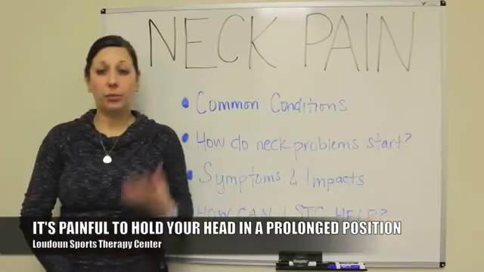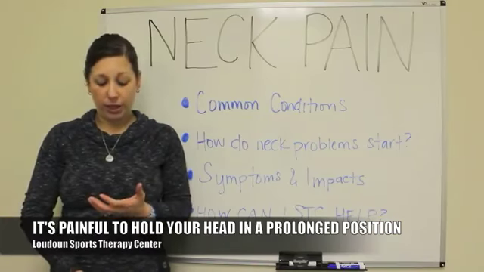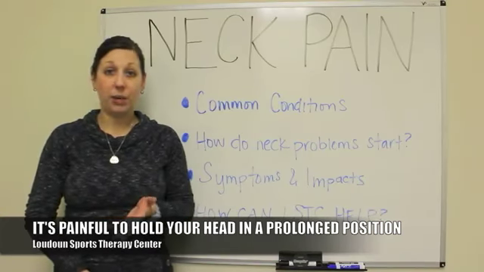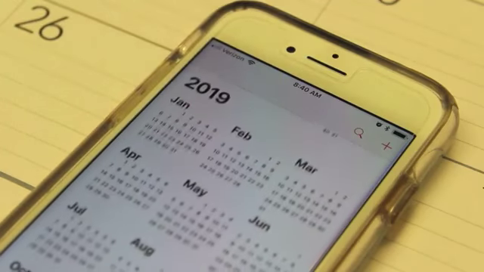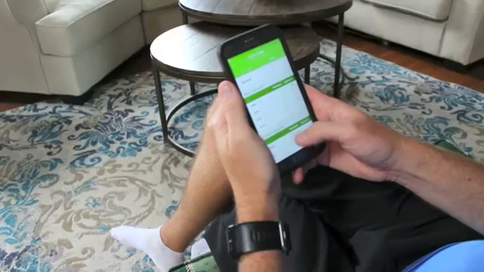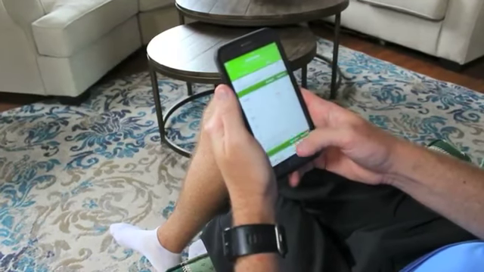Pain with holding your head in a prolonged position. Hence, all of those times we're sitting either reading a book, looking down for a really long time in bed at night, or kids and adults who are spending too much time on electronics, going like this. When you're staying in this position for a really long period of time, you're causing a lot of issues with your posture in your neck, and that's something we should definitely be more aware of.